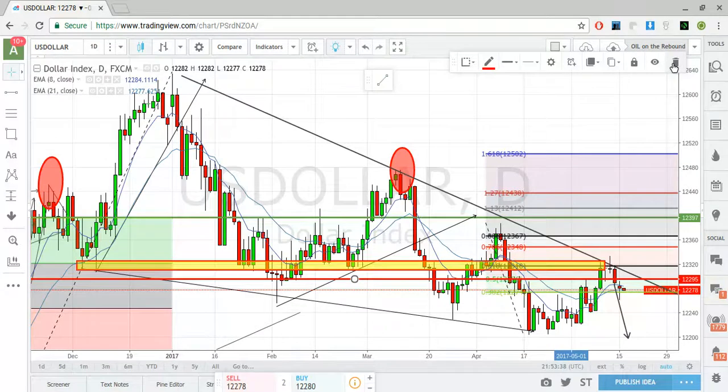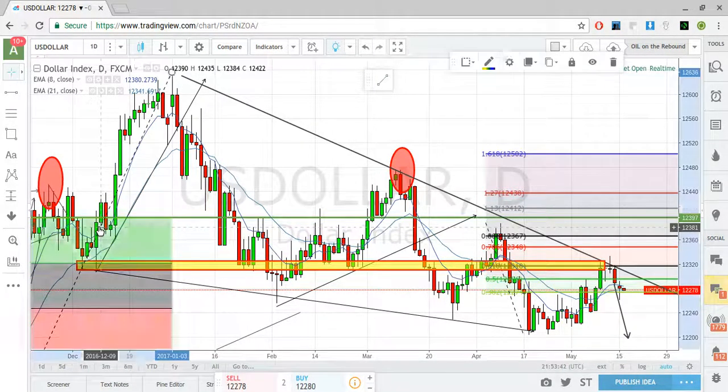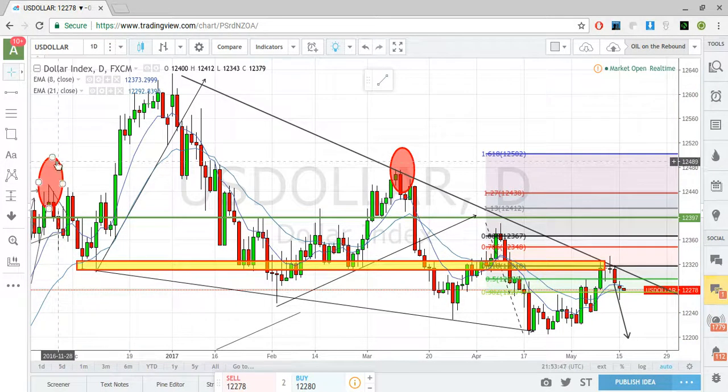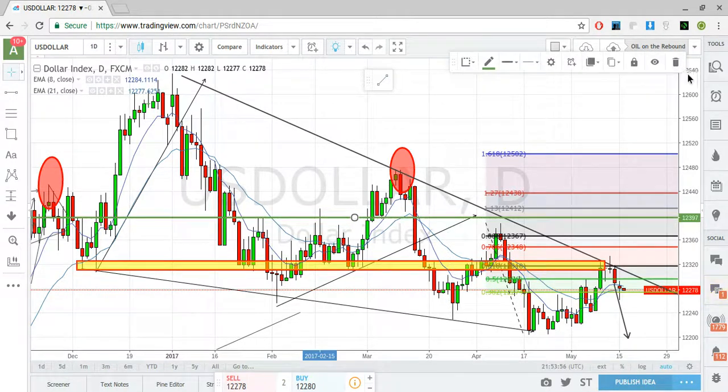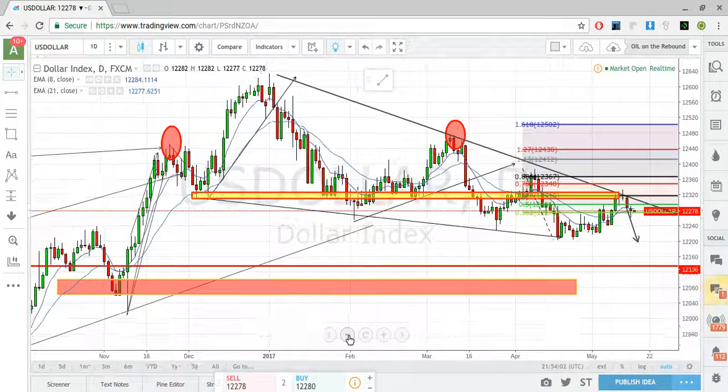As you can see, overall, it just keeps making new lower lows and lower highs. As you can see, down here, up here, down here, it just keeps moving in that same direction. And we're expecting the US dollar to keep pushing down, but it's been a slow grind down. Technically, it actually is an uptrend.